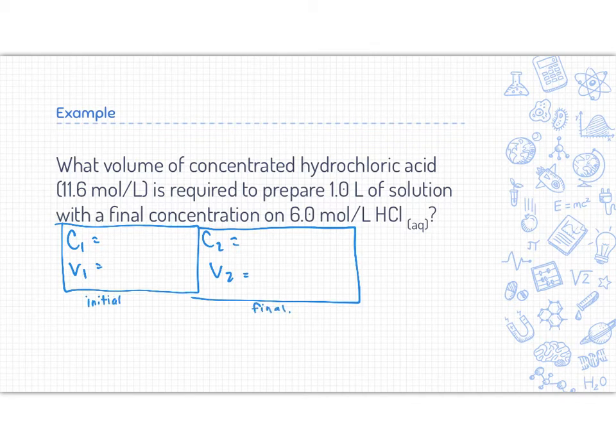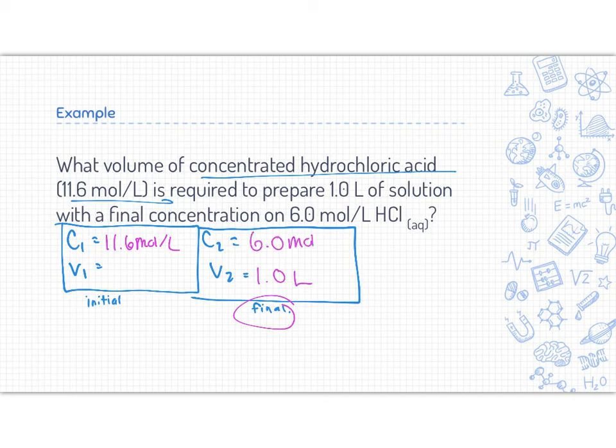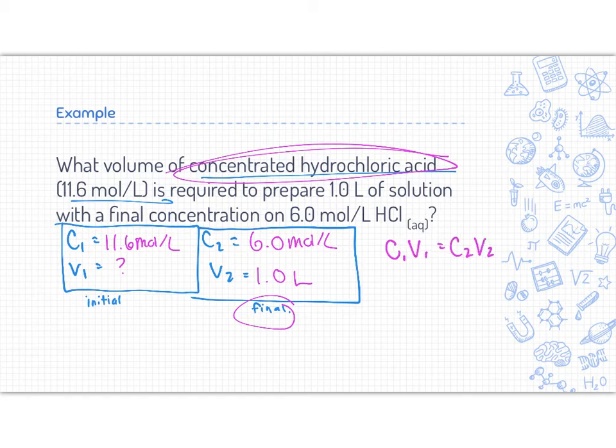So what volume of concentrated hydrochloric acid, what we are starting with, 11.6 moles per liter, is required to prepare our final solution with a volume of 1 liter and a final concentration of 6 moles per liter. So we're looking for V1 here. How much of this concentrated hydrochloric acid do we need to use? C1V1 equals C2V2 is our equation. Solving for V1, I'm going to divide both sides by C1 to start.